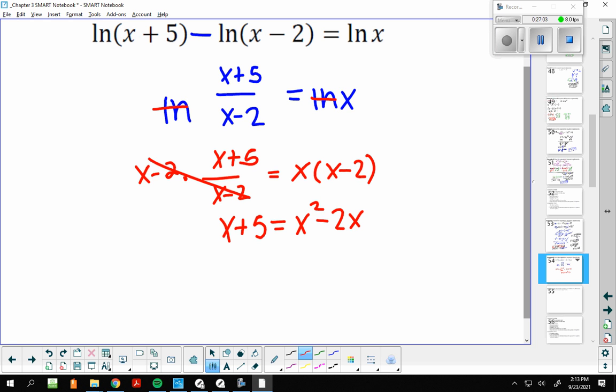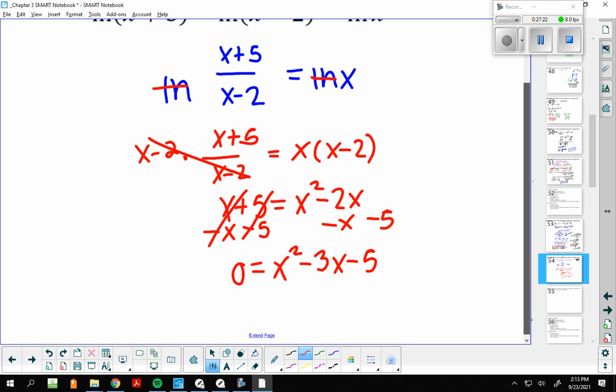Let's set this equal to 0 so that we have a quadratic that we can solve. So we'll subtract x, and then we'll also subtract the 5. So that's 0 on the left side, x squared minus 3x minus 5 on the right side. We'll multiply to 5 and add to negative 3. Nothing.